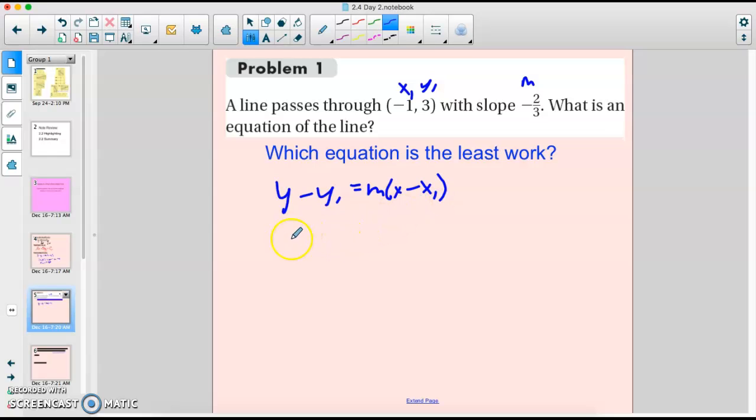Right? And then we just plug in our point. So y minus our y value, which is 3, equals our slope, -2/3, times x minus -1. Remember what I was talking about with the negative sign, right? And so actually this becomes a positive, and we're done.